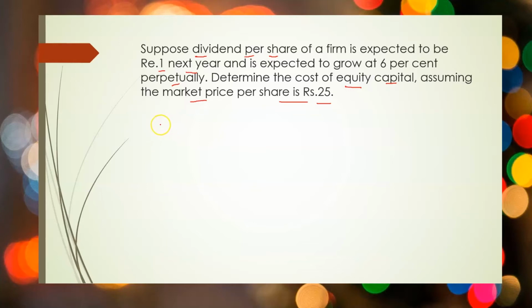So the equation to calculate KE, that is cost of equity, is equal to D1 divided by current market price, that is P0, plus growth rate. So D1 is dividend per share expected next year or a year hence, and P0 is the current market price and G is the growth rate.